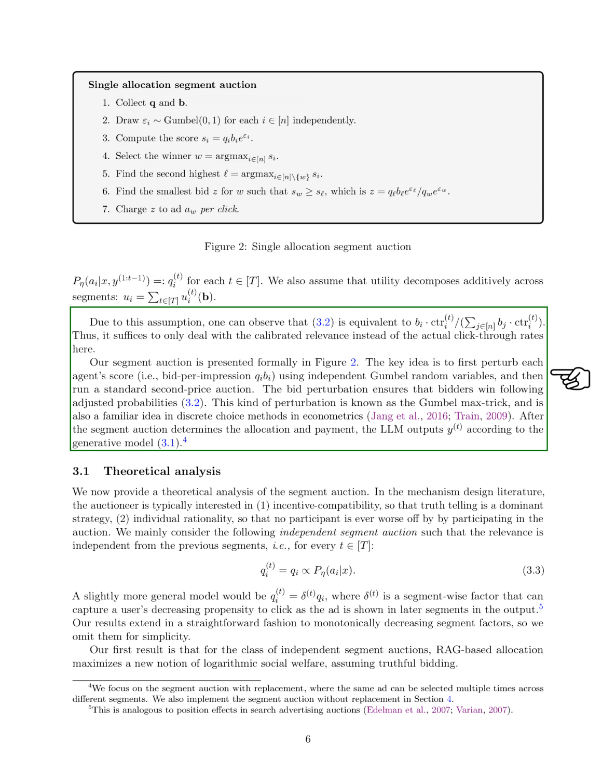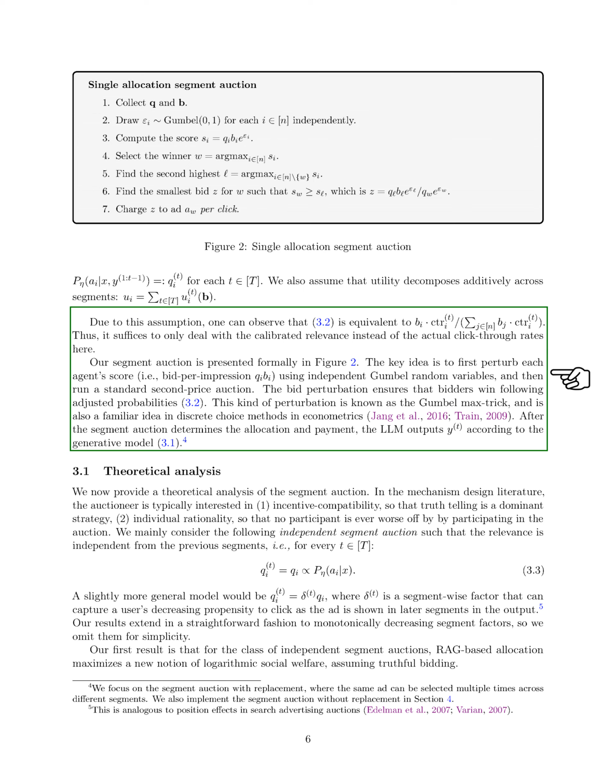The segment auction involves perturbing each agent's score using Gumbel random variables and then conducting a standard second price auction to determine the allocation and payment. This perturbation ensures that bidders win based on adjusted probabilities. Following the auction, the LLM generates Y(T) according to the model.